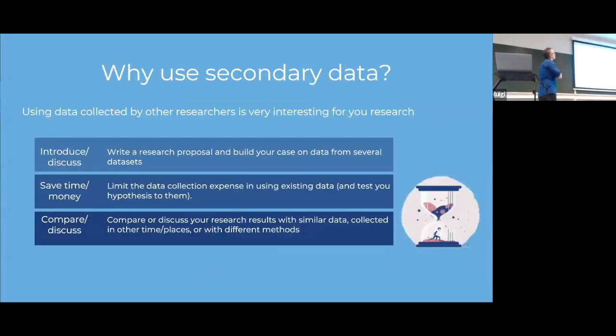So why use secondary data? Secondary data is data you don't create. It's data you can collect from others. It can be very interesting for different reasons. For example, when you create your own project, you can use it for your introduction to discuss the data, to build your own theory, to build your own case from several data sets. You can test your hypothesis. It can save time and money, because it limits the data collection expense.